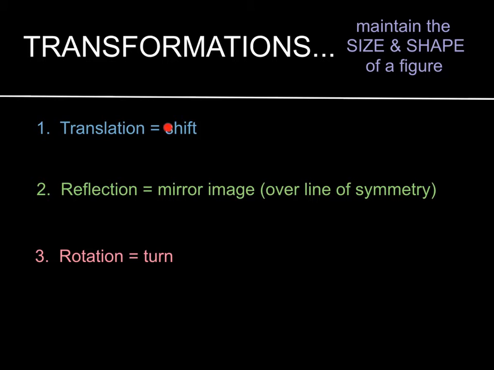So if I take a square and I shift it over to the right, it's still a square. If I take a circle and I reflect it over a line, it's still a circle. It doesn't change to a triangle. Okay? If I take something, say a triangle, and I turn it, it's still a triangle.